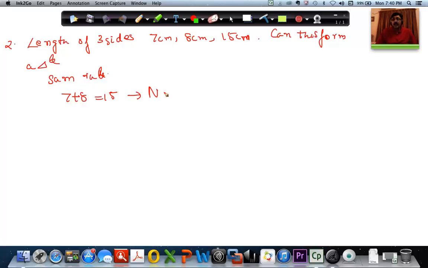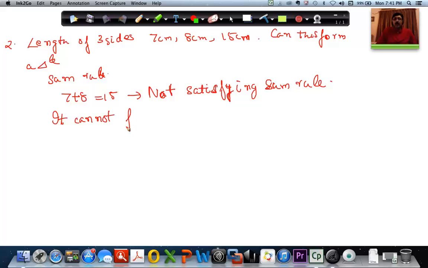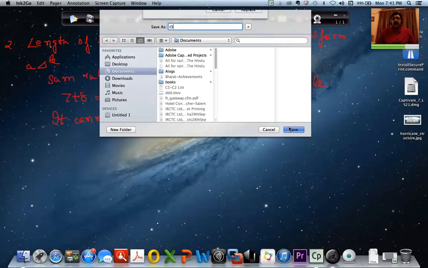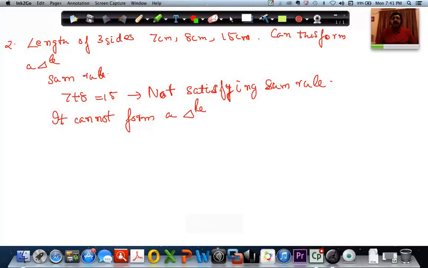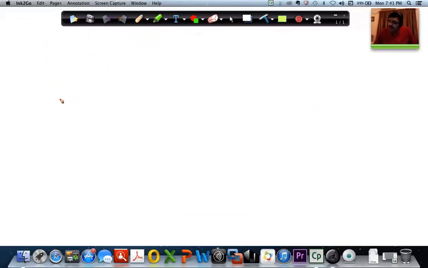So this is not satisfying the sum rule. And since it's not satisfying the sum rule, it cannot form a triangle. This is another problem where the sum rule is not satisfied, and hence it cannot form a triangle. Okay, so let's just save this, save, replace. Now let us check another problem.